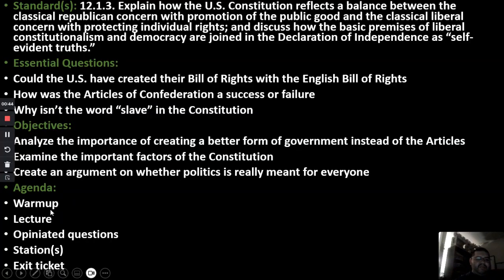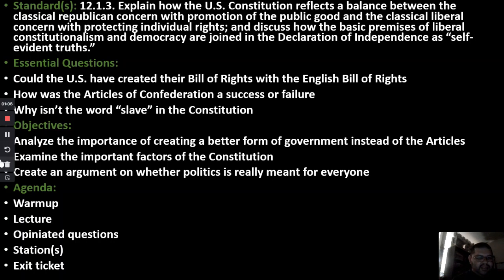Okay, so let's go ahead and get to the objectives. We're going to analyze the importance of creating a better form of government instead of the Articles. We're going to examine the important factors of the Constitution, and we're going to create an argument on whether politics is really meant for everyone, or is there a specific group that politics is mainly for?